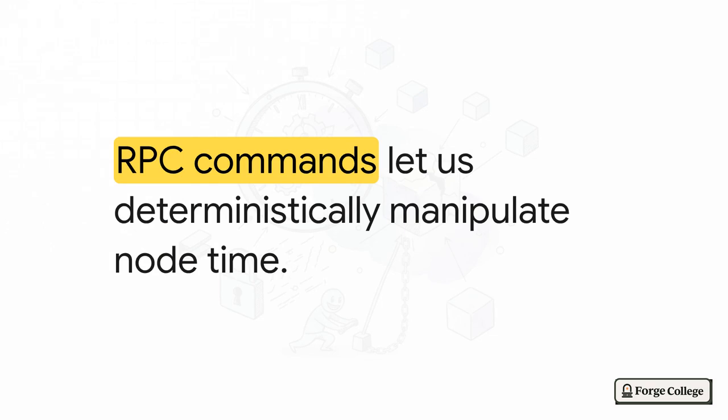Using RPC time control commands, this is how you literally bend time in your local environment. By using tools like Hardhat, we can send commands directly to our local node. The command evm_setNextBlockTimestamp lets us tell the network, hey, make sure the very next block has this exact future timestamp. Then we just run evm_mine to force that block into existence. It is entirely deterministic. It is completely under our control. We don't have to sit around twiddling our thumbs for an hour waiting for the clock to tick. We just make it happen.